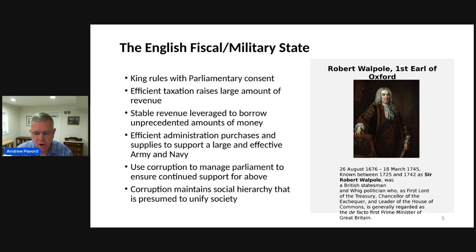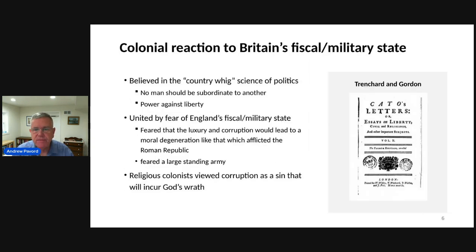So what did the Americans think of this? Now, you might have thought that they would have liked it because it was successful. The English system won wars and it made the country rich. But the Americans didn't quite go with that system because they believed in something called the country Whig science of politics. Now, the country Whig position was a minority position in England because most of the English nobility and the people who wrote things and the wealthier commons accepted, in fact were thrilled with, the fiscal military state because it won wars and made people rich.